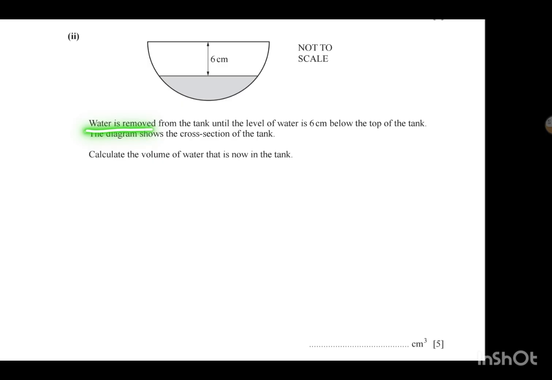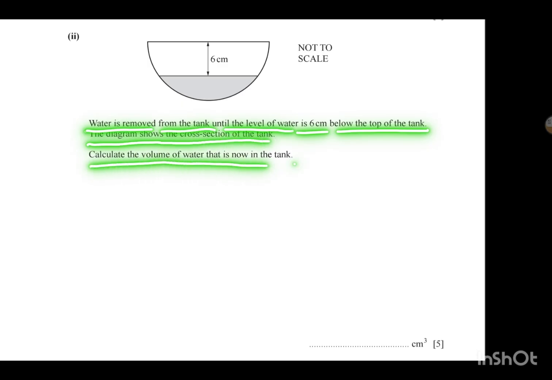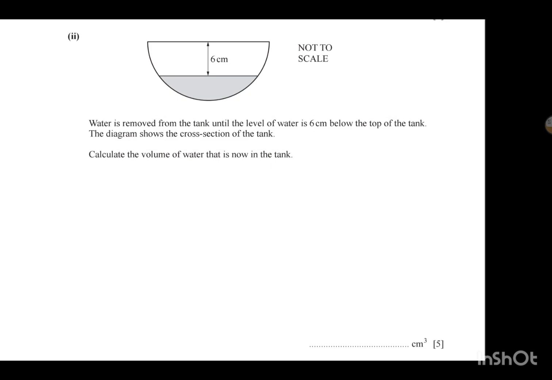Water is removed from the tank until the level of water is 6 centimeters below the top of the tank. The diagram shows the cross section of the tank. Calculate the volume of the water that is now in the tank. Now this is the water here. It is 6 centimeters below the top of the tank here. They are asking us to find out the volume of water.